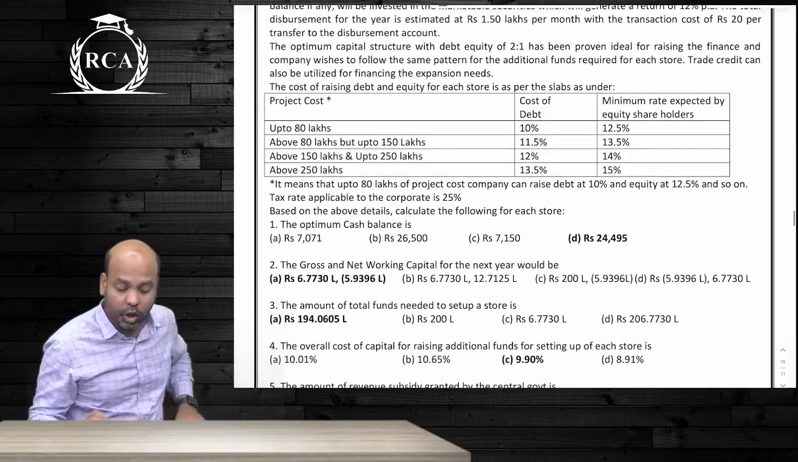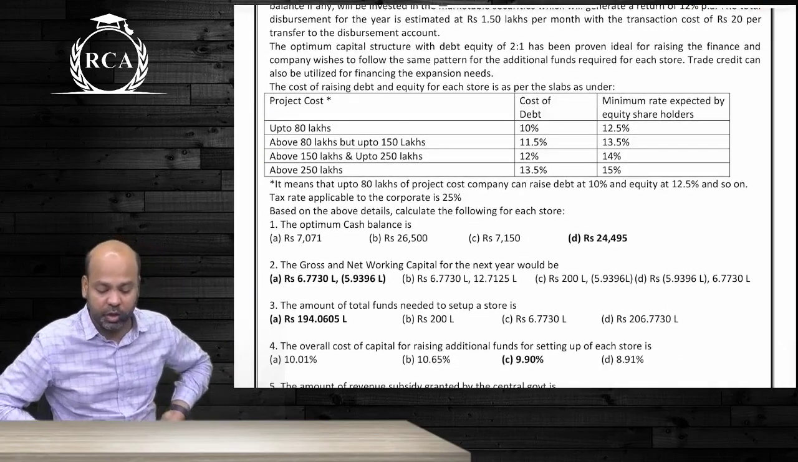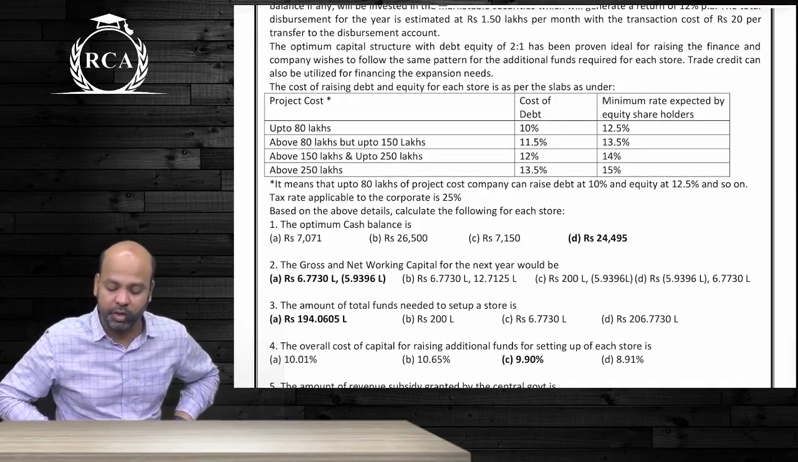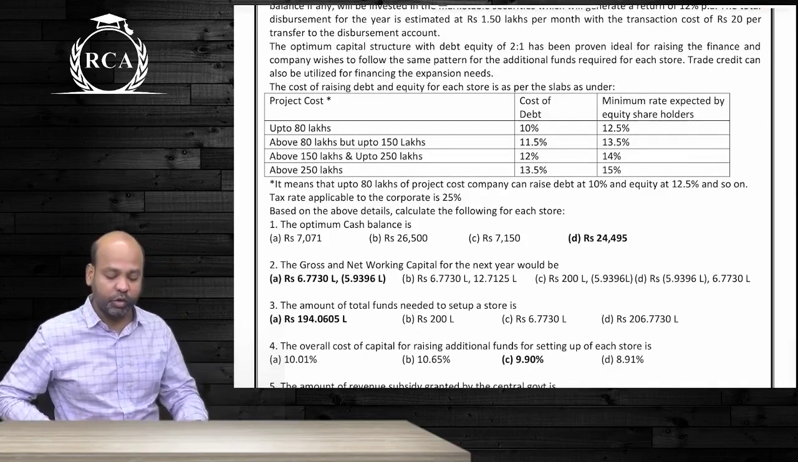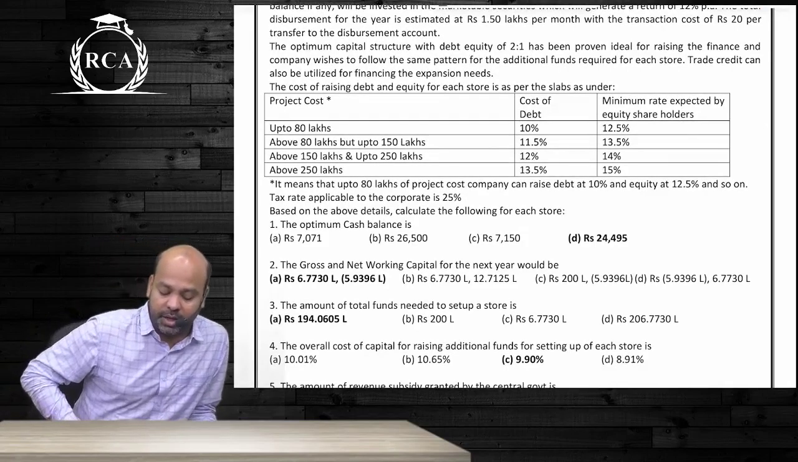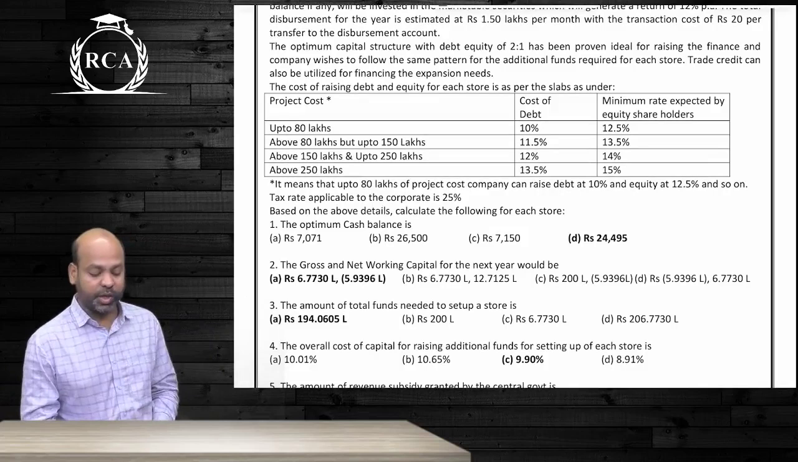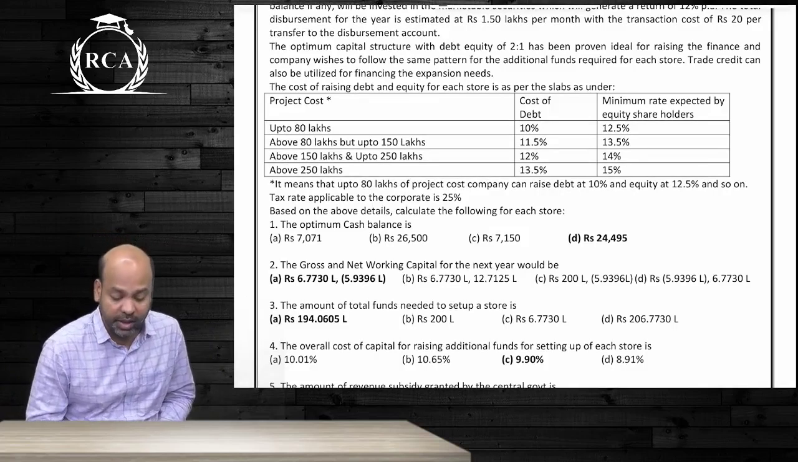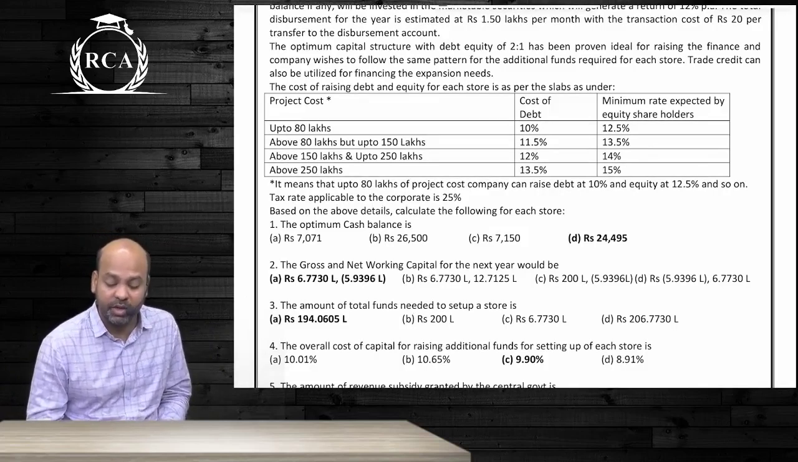Next. The optimum capital structure with debt equity ratio of 2:1 has been proven ideal for raising finance, and company wishes to follow the same pattern for additional funds required for each store. Trade credit can also be utilized for financing the expansion needs. The cost of raising debt and equity for each store is as per the slabs as under.